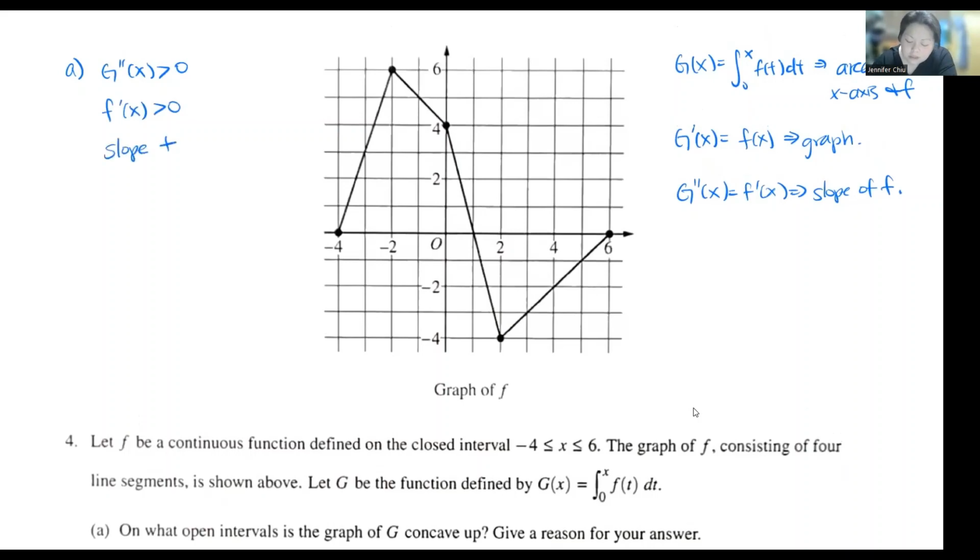So look at this graph. The slope is positive here in this interval and in this interval. The slope is positive between -4 and -2, and then again from 2 to 6. And that's it. That's all you need to say, okay? All right, move on to the next piece, part B.